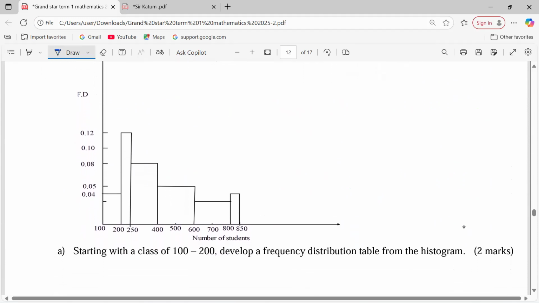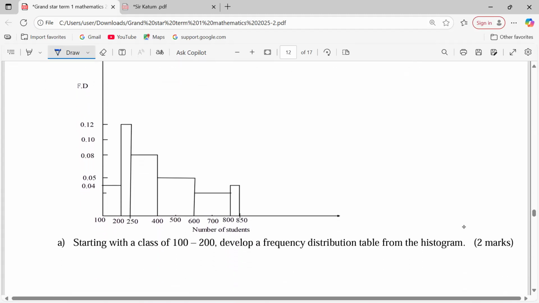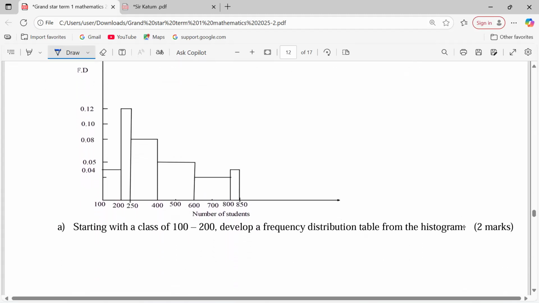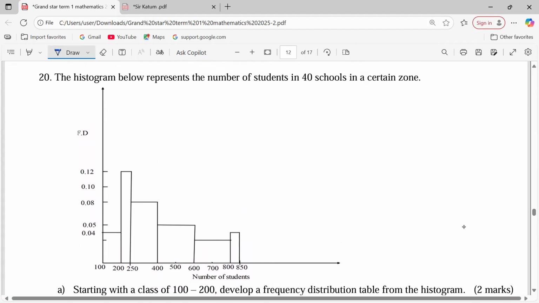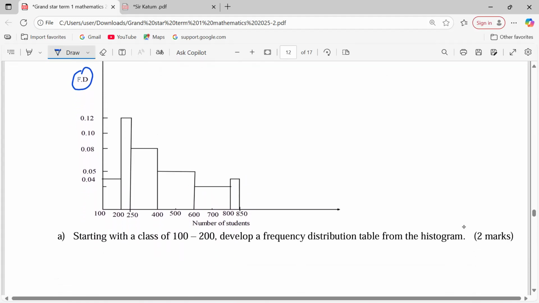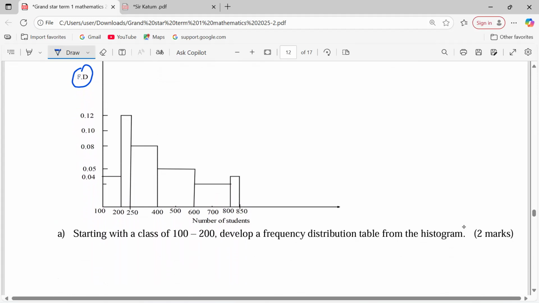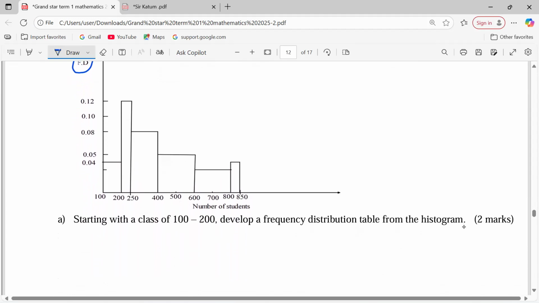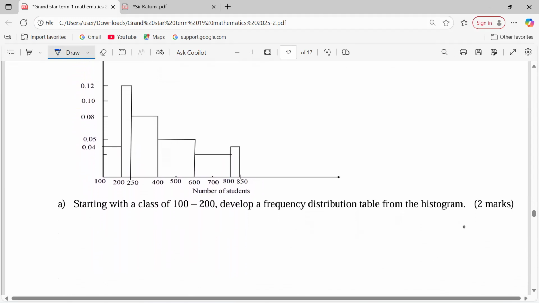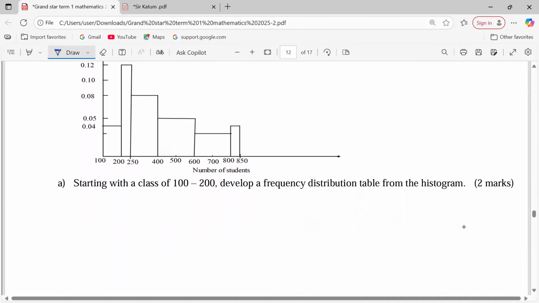Now look at what we are told to find. We can see the histogram, and from the histogram, frequency density has been plotted on the vertical axis, and that explains why the class intervals are not uniform. You can see thicker classes than others.